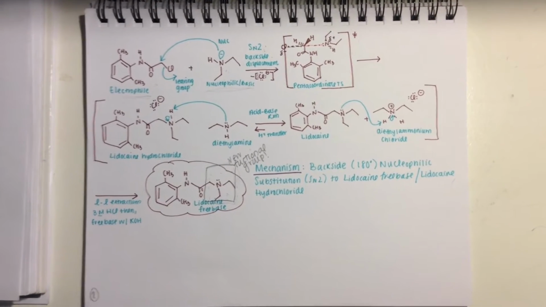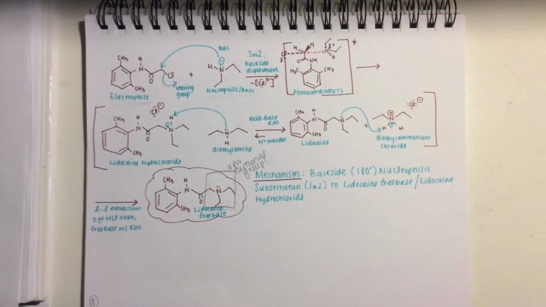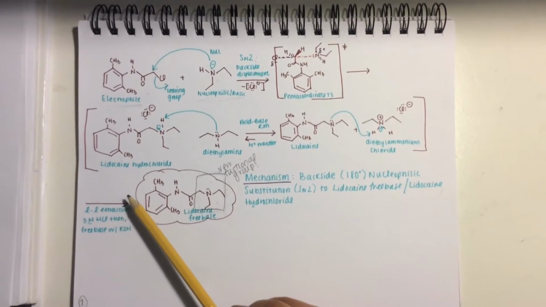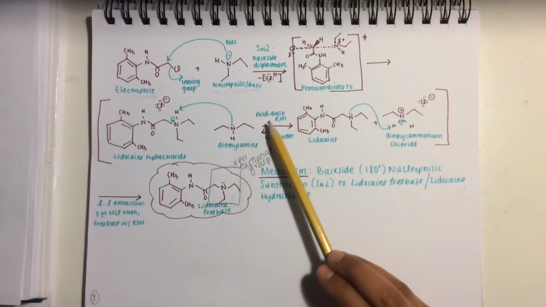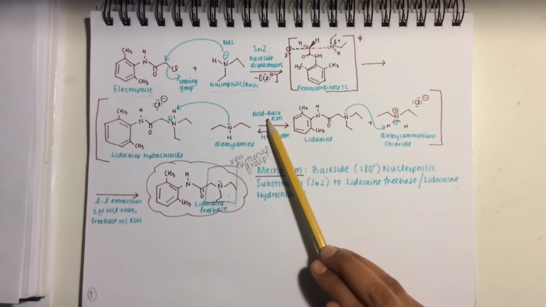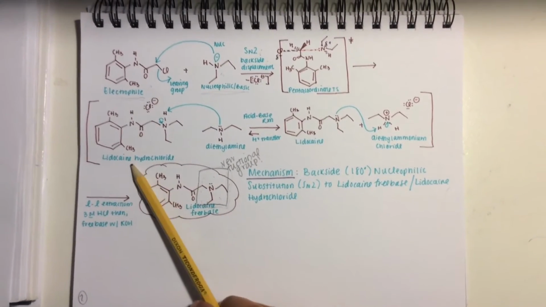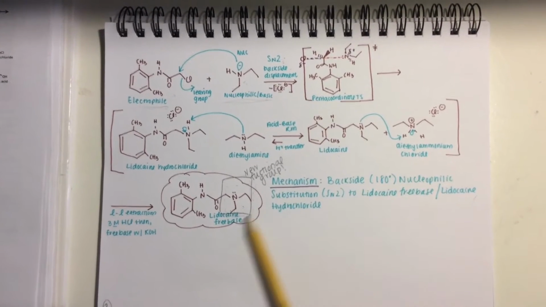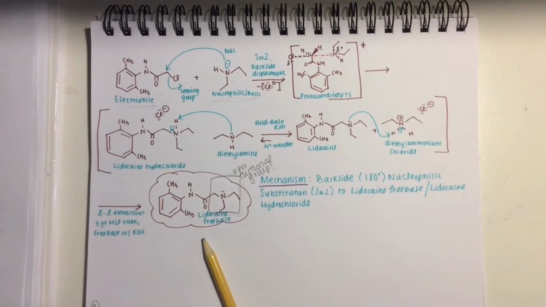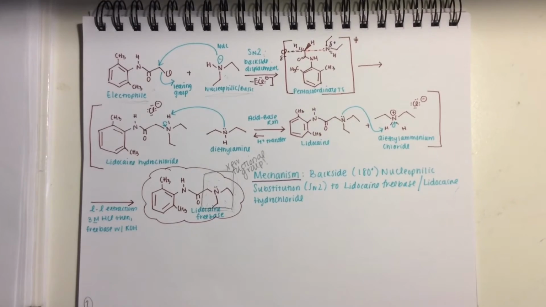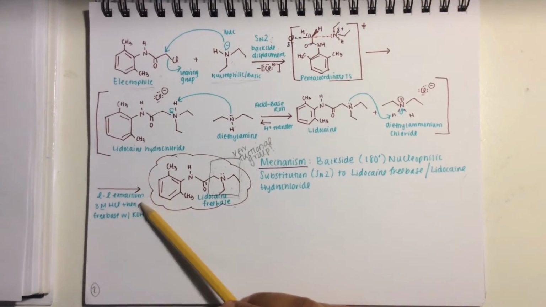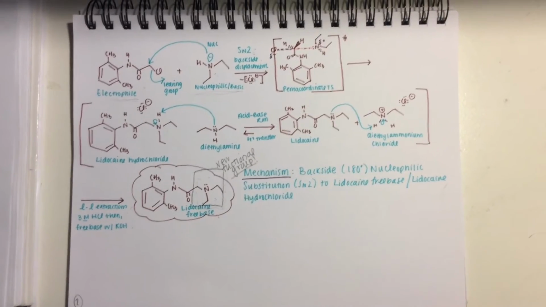An excess of diethylamine is necessary because after one molecule acts as the nucleophile, the second will act as a base. A fast acid-base reaction makes sure that the lidocaine hydrochloride and diethylamine will give the lidocaine freebase and the diethylammonium chloride in equilibrium. The lidocaine freebase is the wanted product, and so a liquid-liquid extraction with the proper acid and base considerations is necessary.